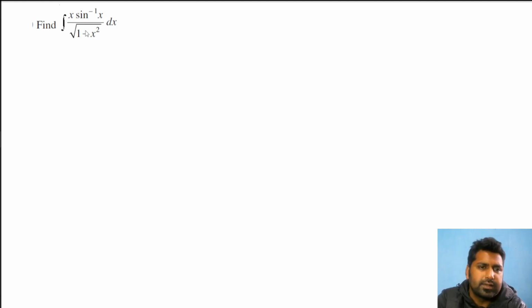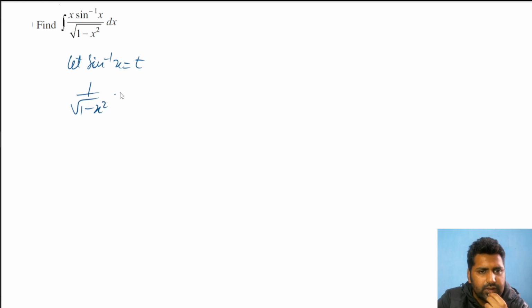So what I'll do is, if you look at this carefully, 1 minus x square and sine inverse x, you know the differentiation of sine inverse x is this, na? So why don't we use that? Let's do a substitution first. Let sine inverse x be t. So 1 upon square root of 1 minus x square dx is dt.